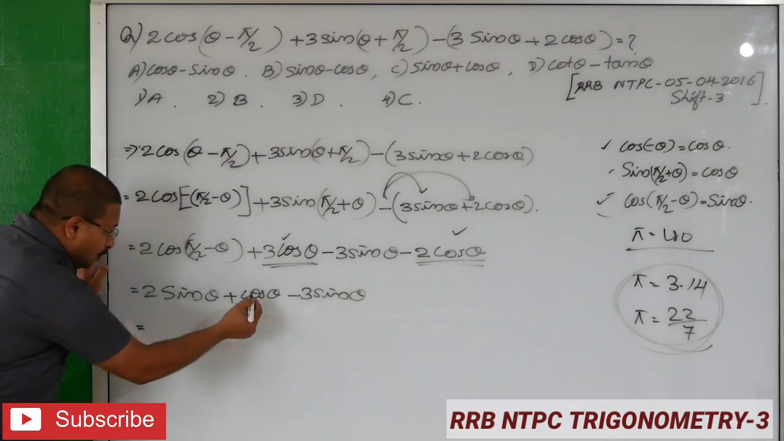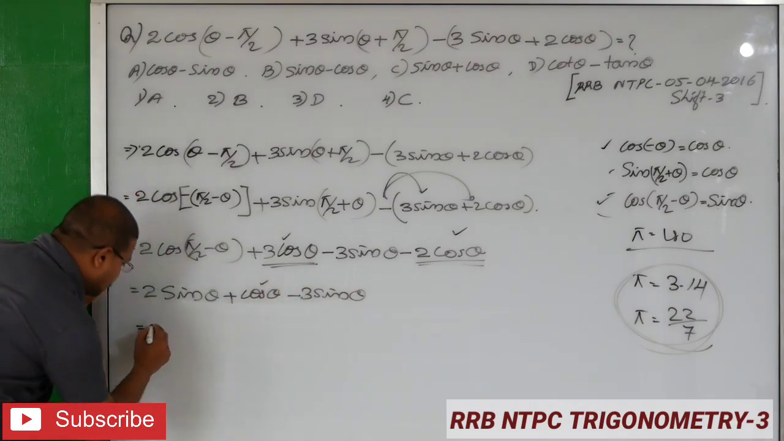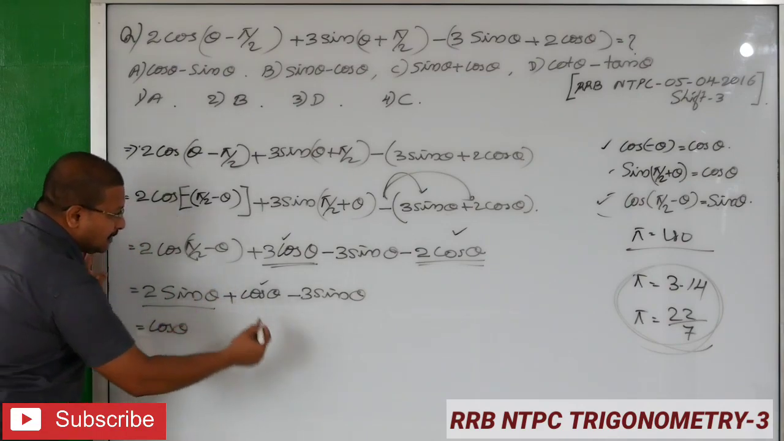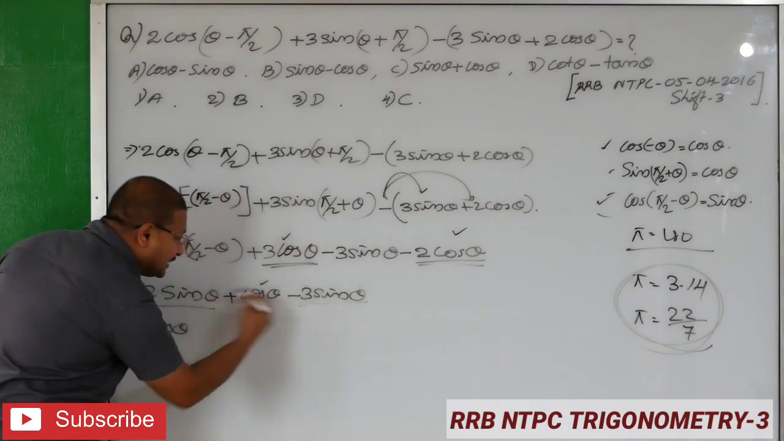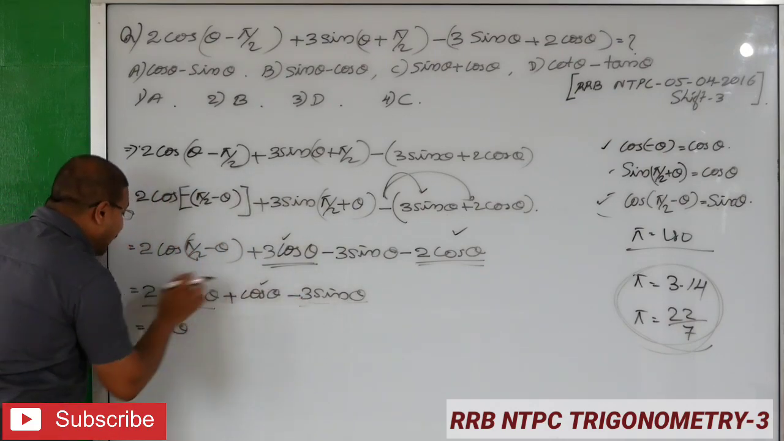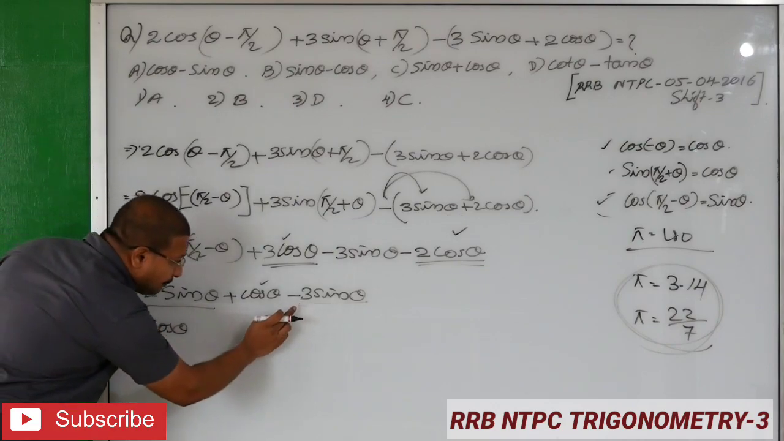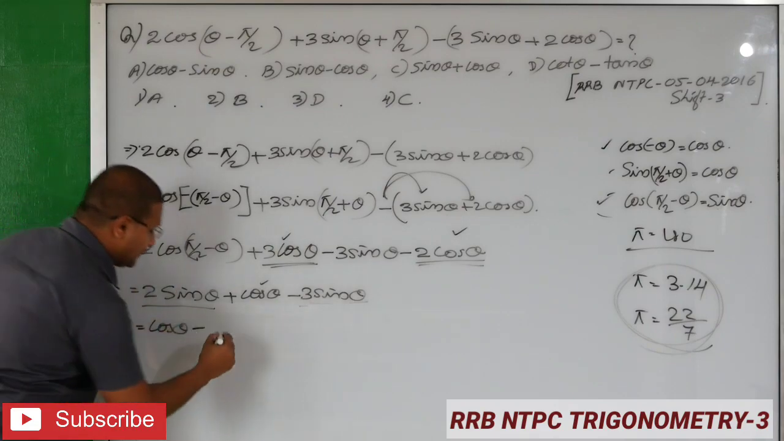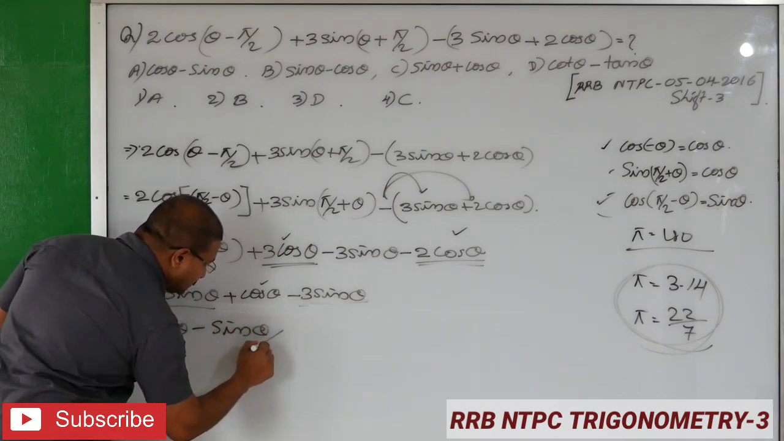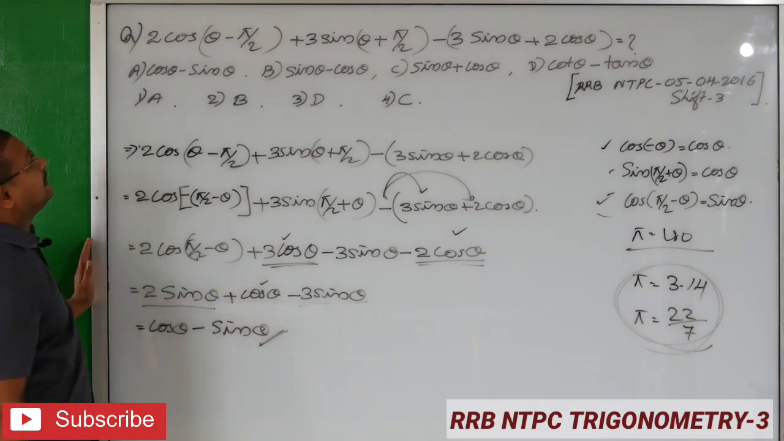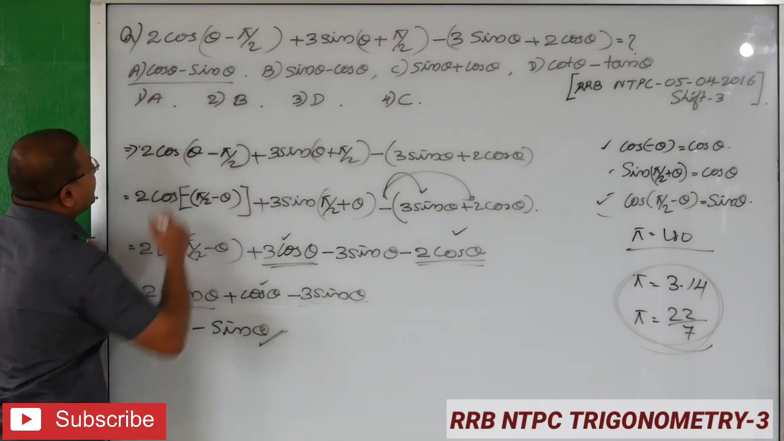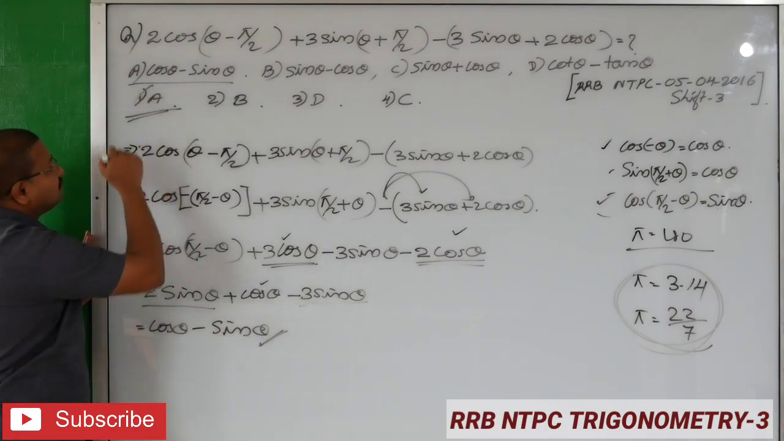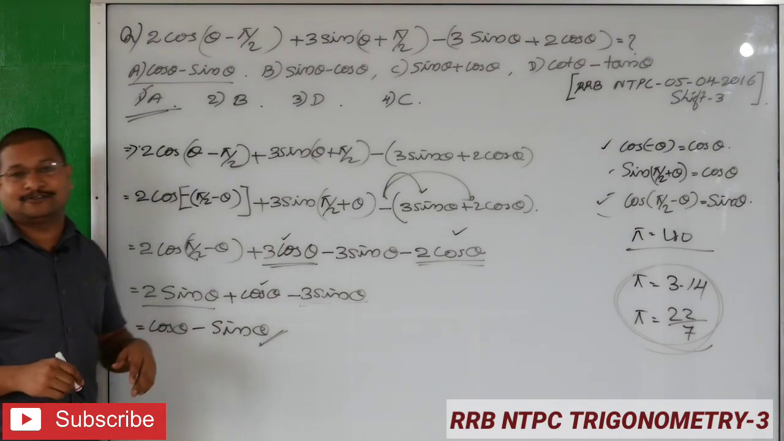Equals. Now we will write cos theta first. That means cos theta. Now 2 sin theta, that is plus, minus 3 sin theta. Plus and minus, what will you do? Minus. So 3 minus 2 is 1, but the bigger number is minus, so the answer is minus 1 sin theta, that means minus sin theta. So our answer is cos theta minus sin theta, which is the right answer. That means option 1 is the right option. Ready? Let's go to the next question.